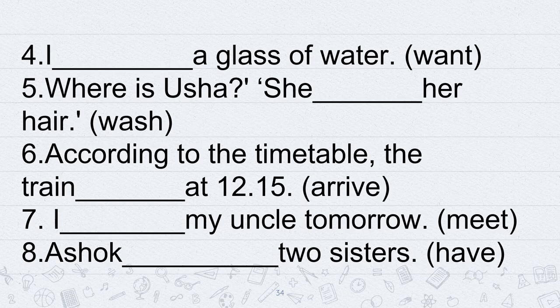Fourth sentence is: I dash a glass of water. In bracket, want. Fifth, where is Usha? She dash her hair. In bracket, wash. Sixth, according to the timetable, the train dash at 12:15. In bracket, arrive. Seventh, I dash my uncle tomorrow. In bracket, meet. Eighth, Ashok dash two sisters. In bracket, have.